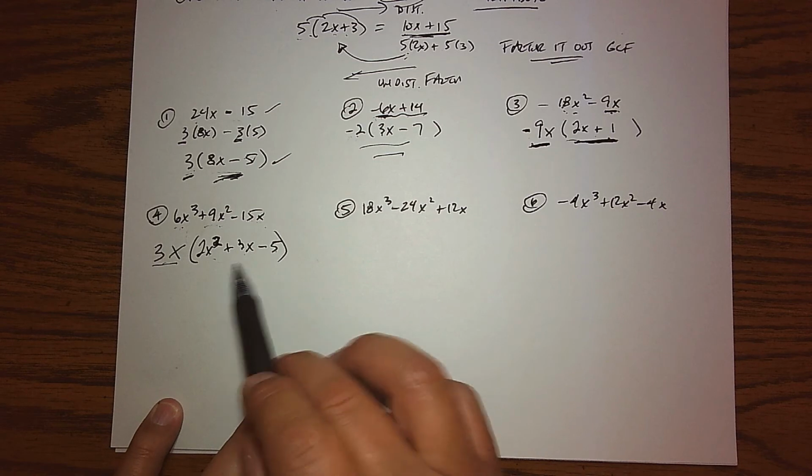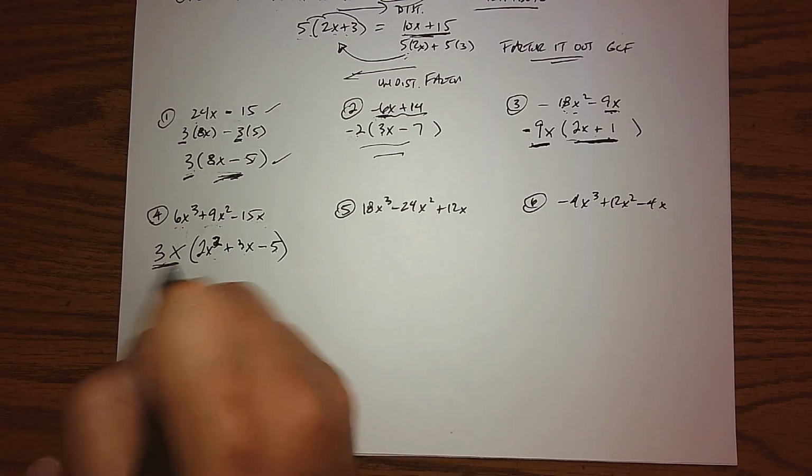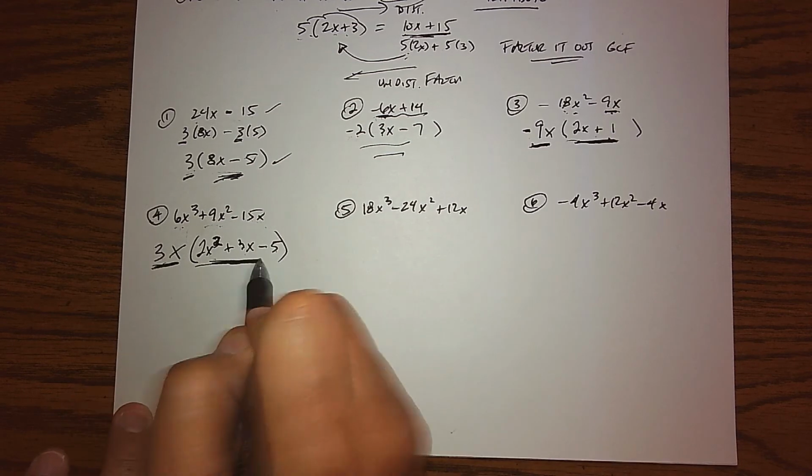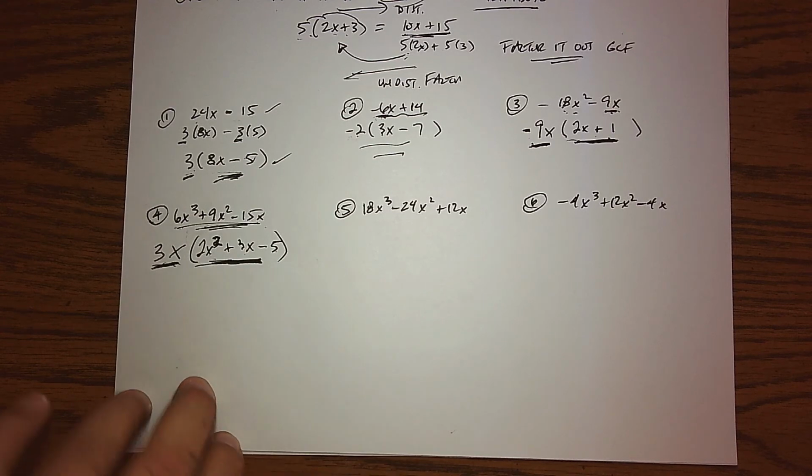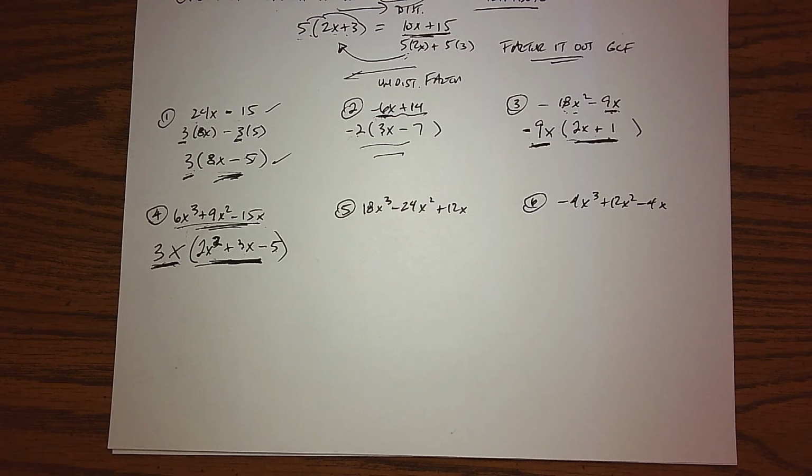All right, and so basically we factored. So we have this monomial times this trinomial. These are the two things I multiply to create that trinomial right there. All right, and we're good to go.